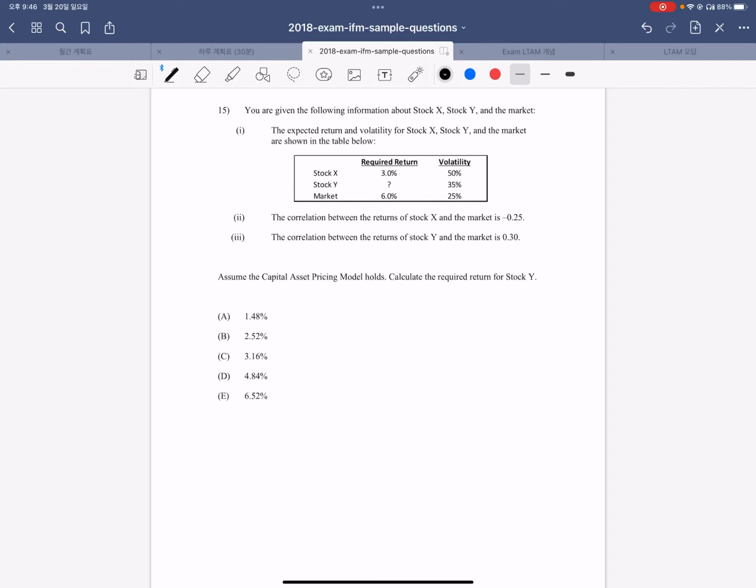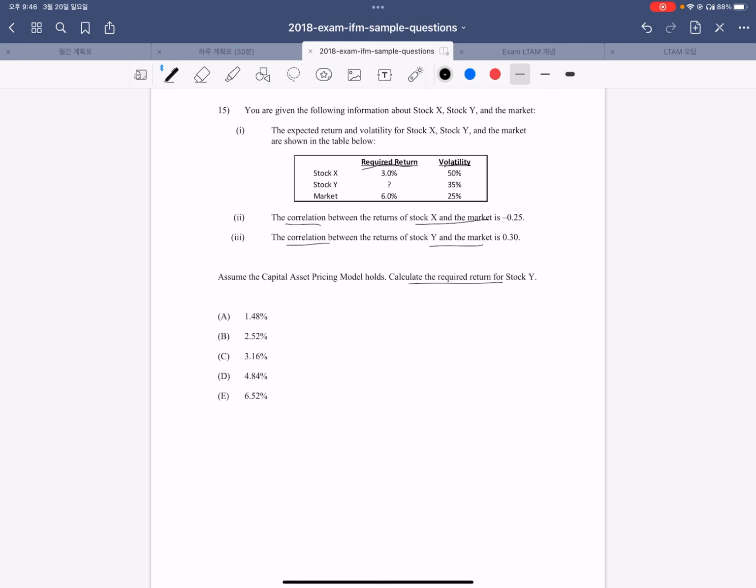Okay, so we're given the expected required return and the volatilities for stock X, Y, and the market. And we're also given the correlations between X and the market and between Y and the market. We're assuming the capital asset pricing model holds, and we want to calculate the required return for stock Y.